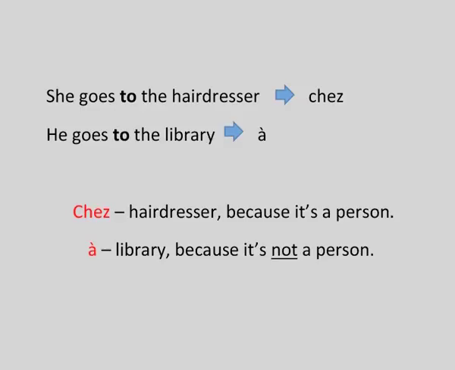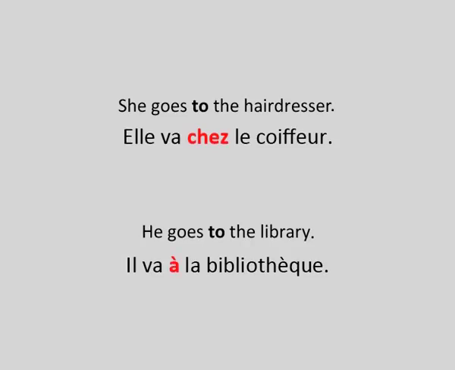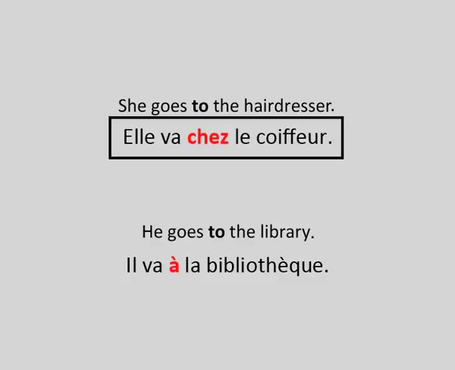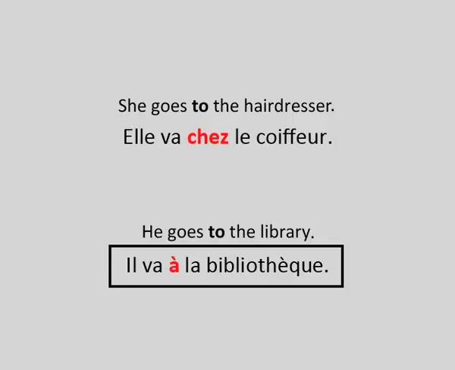In French, you would use chez for the hairdresser because you are going to a person. But you'd use à when talking about going to the library because the library is a building and not a person. Let me show you the French translation of these two sentences. Elle va chez le coiffeur and il va à la bibliothèque.